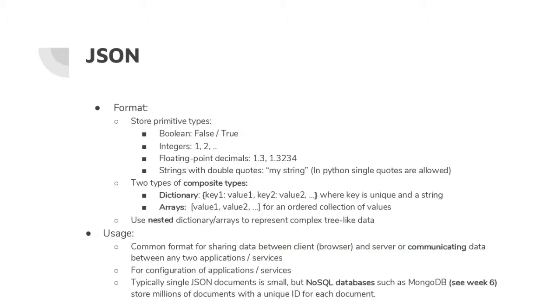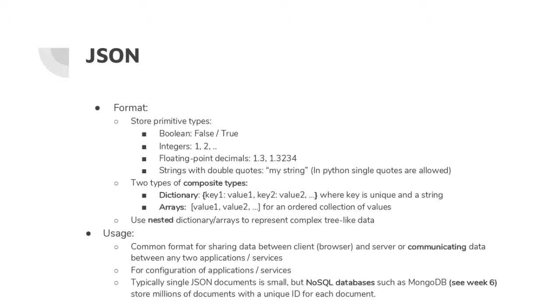So yeah, the format, I already explained it. You can store primitive types, so integers, decimals, or floating point decimals. It's based on two composite types. Either dictionaries, where you have curly brackets and then key-value 1, key-value 2 separated by commas, or arrays, where you have square brackets. Then you have a list of values, which represents an ordered collection of values. And you can nest them arbitrarily, so a dictionary within a dictionary, then an array, and stuff like that.